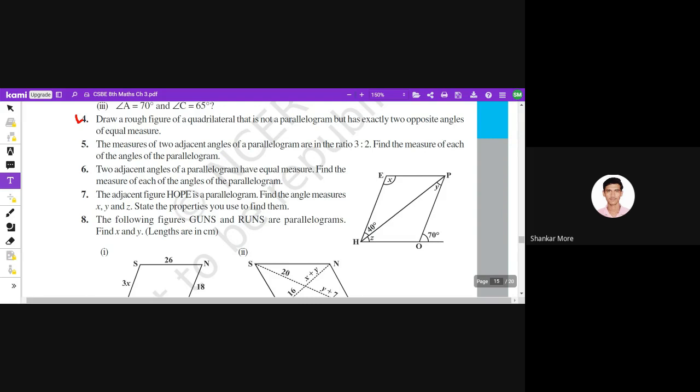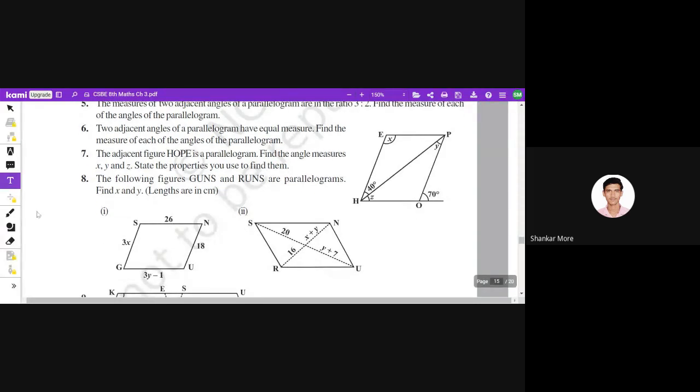So 90, 90, 90 and 90. All of the angles are of 90 degrees. So this parallelogram is a rectangle also. Right? This is a rectangle, isn't it? If we draw this parallelogram, this will be a rectangle only. Yeah, good.